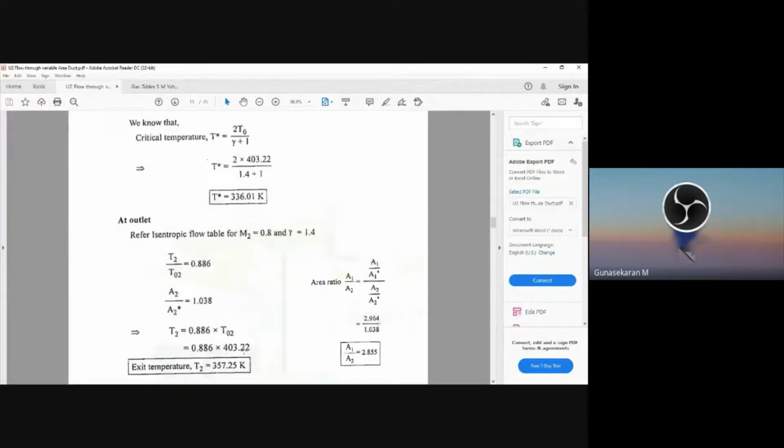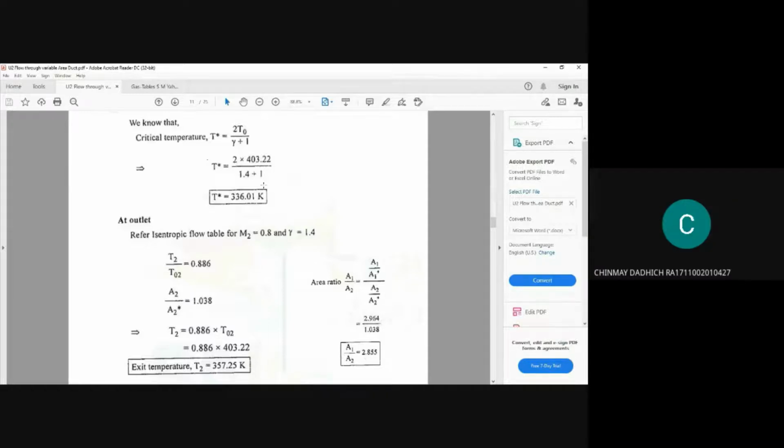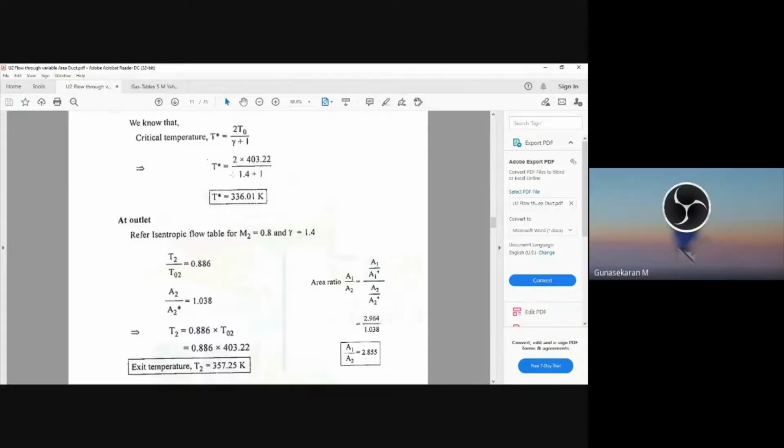Then you go to the critical temperature formula. You know what the critical temperature formula is, nothing but T naught by T star, which is gamma plus 1 by 2. From that only this has been modified. Are you able to follow this formula or do you have difficulty? No difficulty, sir. You see the formula, the critical temperature formula, is nothing but T naught by T star.